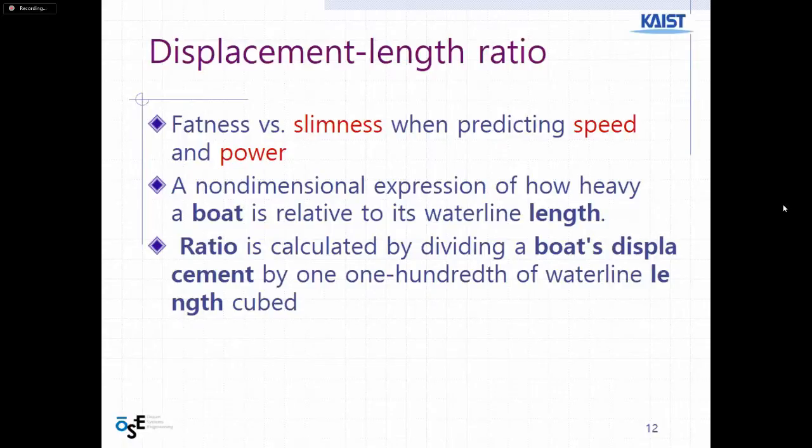You can even draw an analogy to humans. If you take the displacement as the whole volume, and then the length and the height of a person, you can also get the same concept of fatness and slimness. And in ships, it tries to predict speed and power. It's a non-dimensional expression of how heavy or how light a boat is. And it's calculated by dividing the boat's displacement by 1/100th of the waterline length cubed.